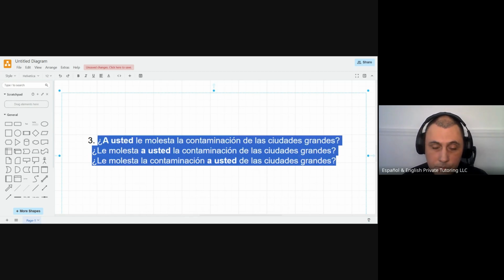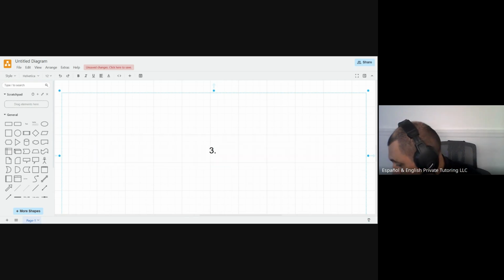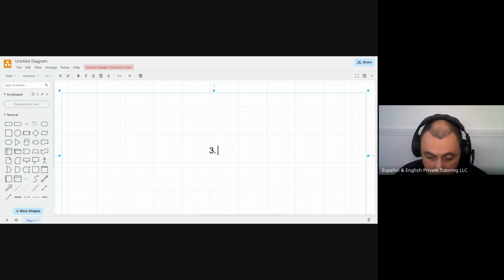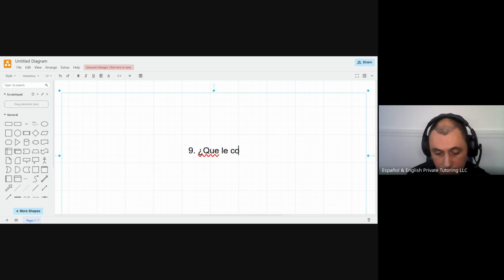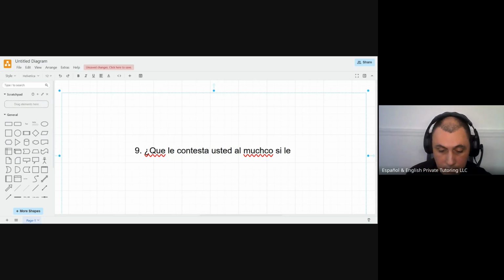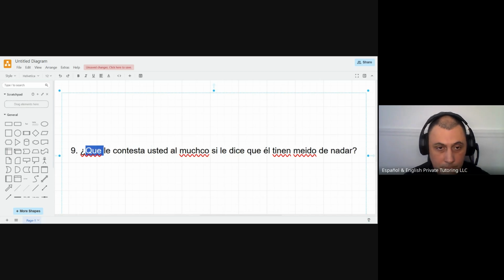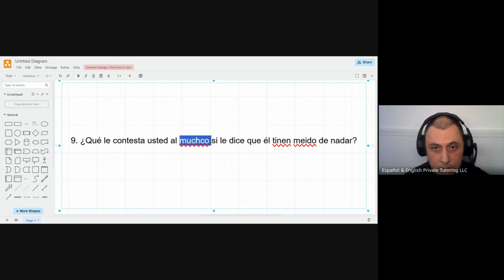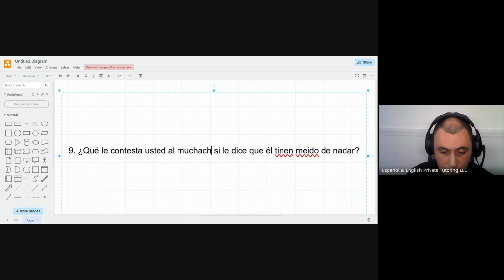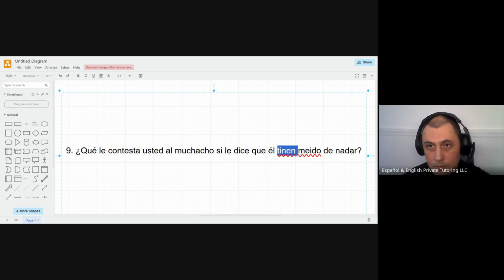Page 172. Number 9. And this question is, ¿qué le contesta usted al muchacho si le dice que él tiene miedo de nadar?